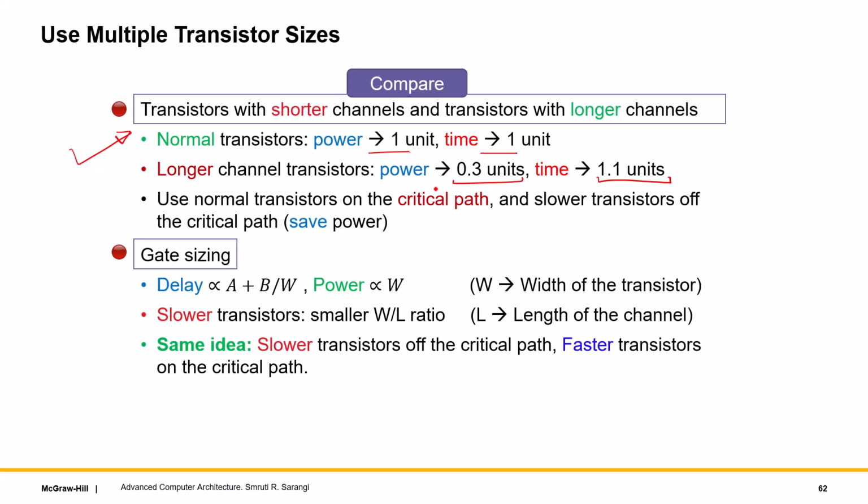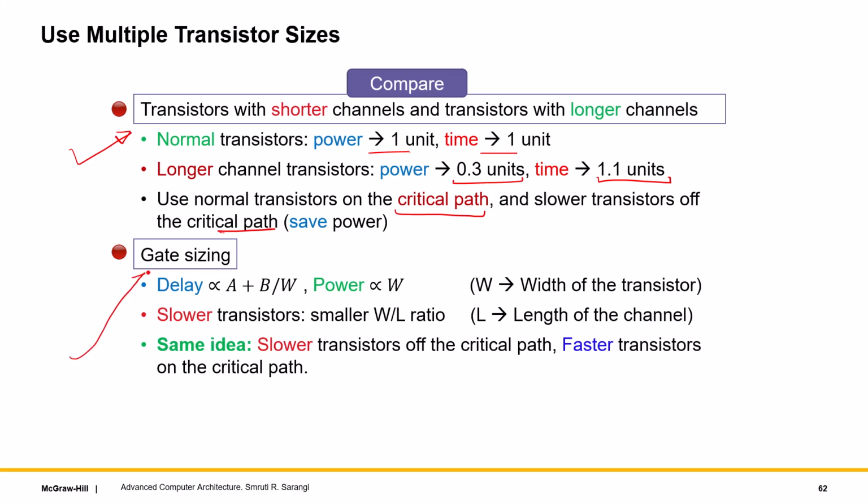But again, if the channel is very long, it's going to be 0.3 units. So you'll save a lot of power. And the performance loss will be little, but depends on the design. So what you can do is that you can have normal transistors on the critical path for speed and slower transistors off the critical path to save power, which is a standard technique. So then what will happen is that we will not perceive the fact that they are slow because they are not on the critical path anyway. They are not determining the timing.